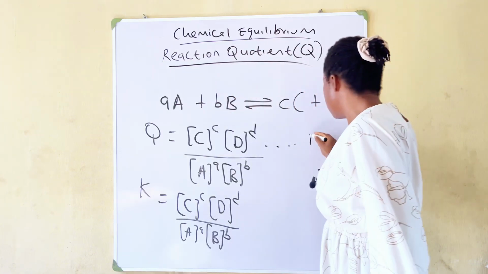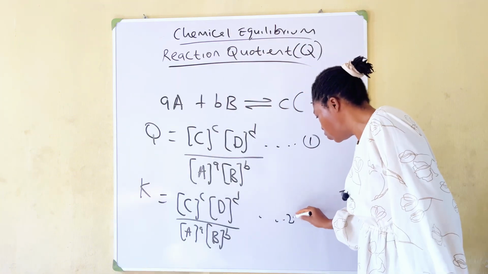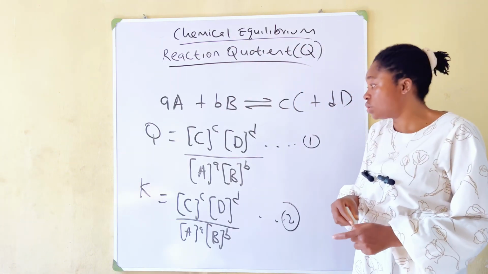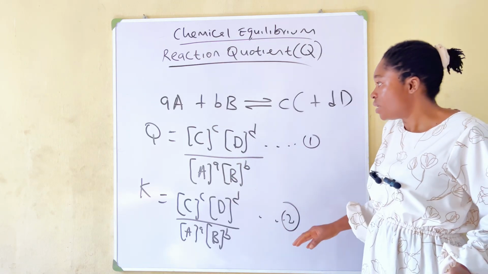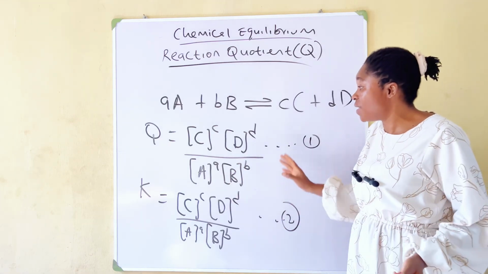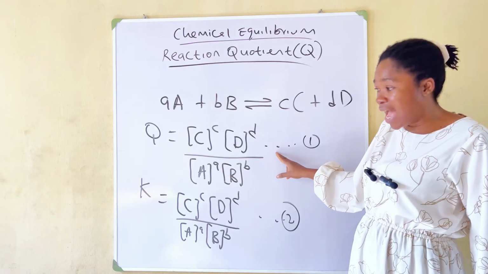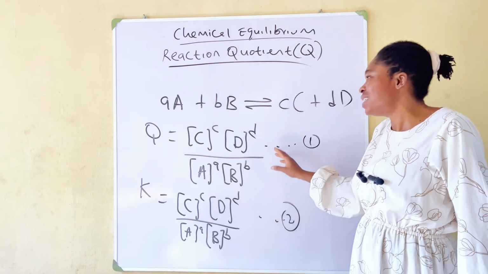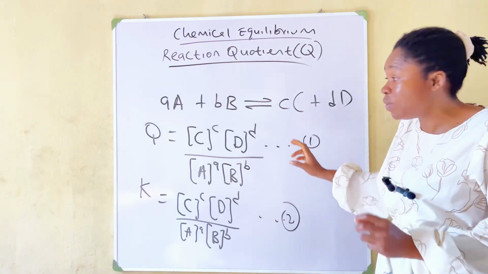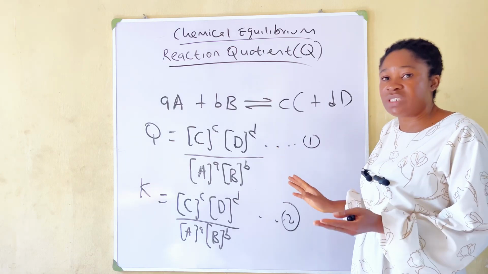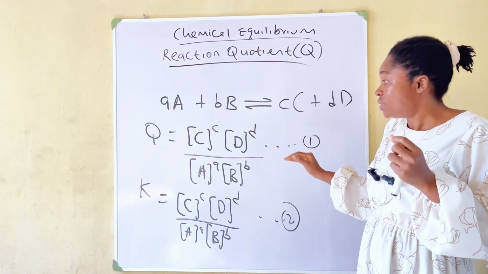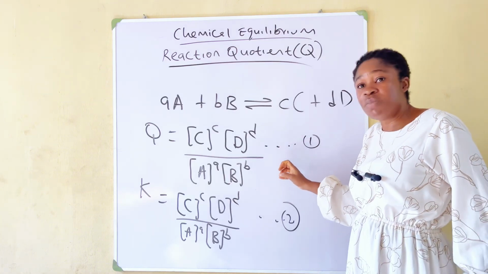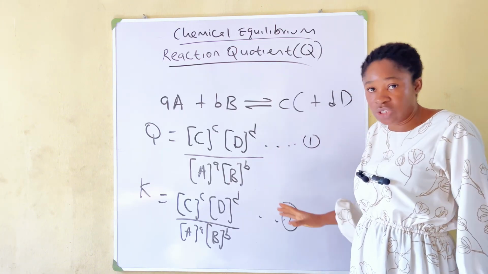So let us also write the one for K, the equilibrium constant. Let me call this one equation 1 and this one equation 2. If you look at these two equations, they look alike, they are similar. The difference between reaction quotient and equilibrium constant is that the concentrations of the reactant and product present may not be their equilibrium concentration.